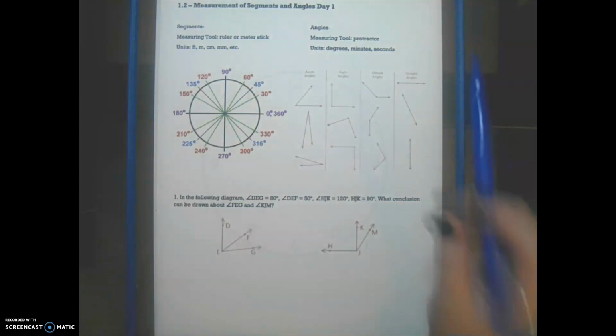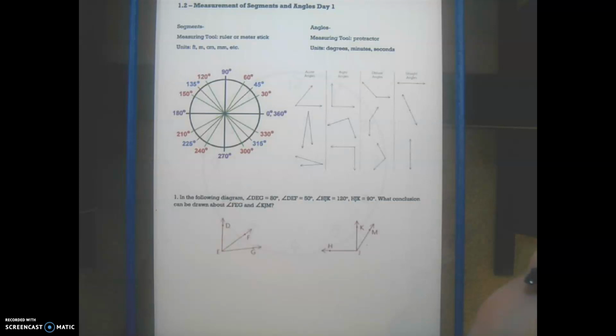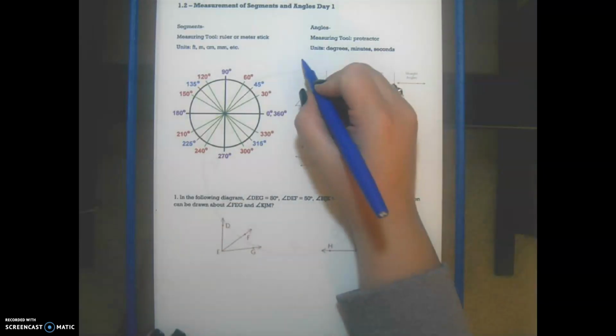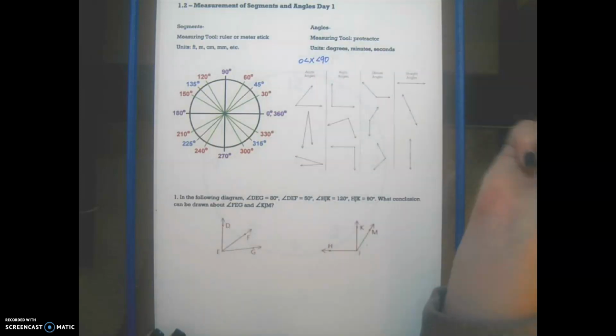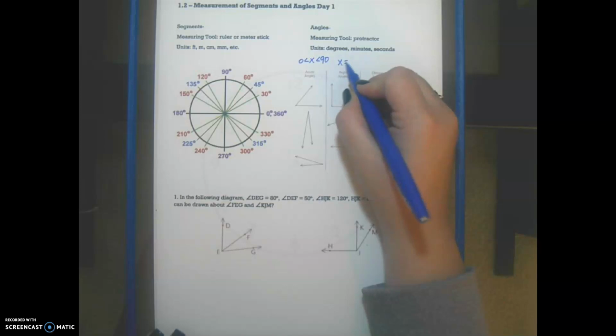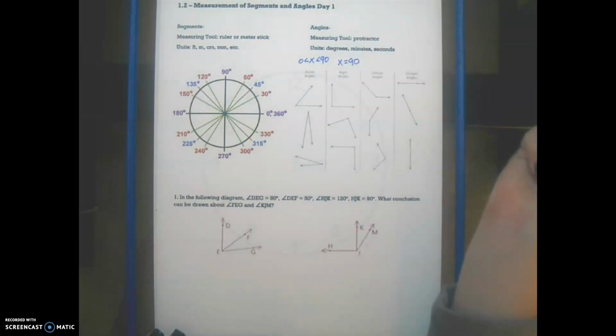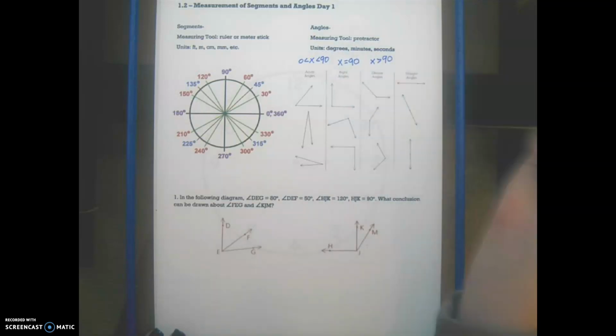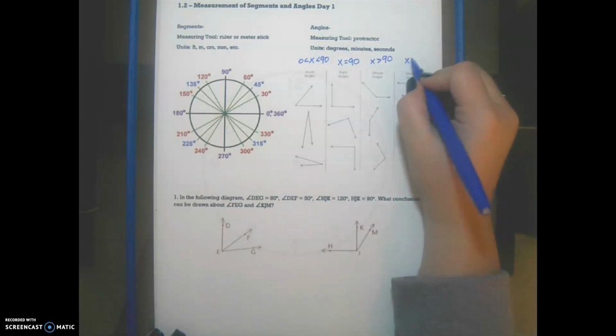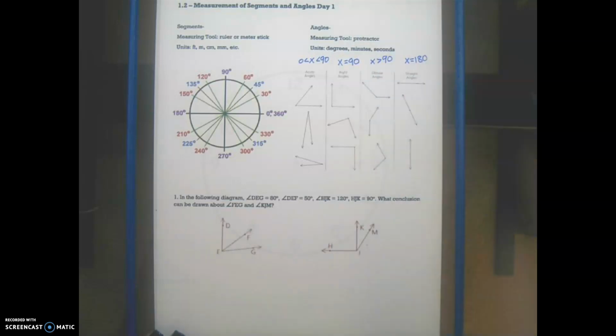So before we kick it off, quick review on acute, obtuse, right, and straight angles. For acute angles, remember this is when x is between 0 and 90 degrees. Right angles are when x is equal to 90 degrees. Obtuse angles are when x is greater than 90. And a straight angle is when x is equal to 180 degrees.